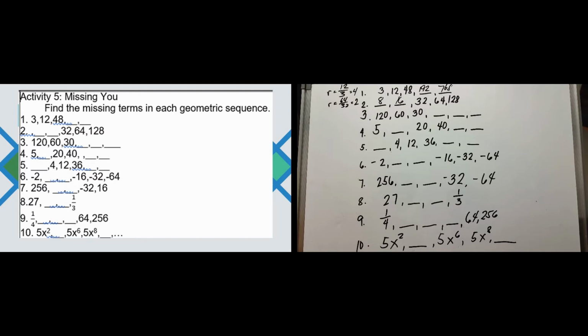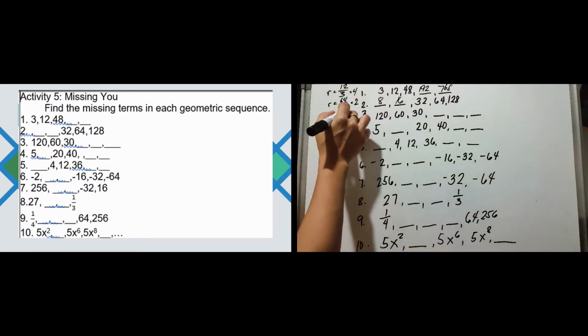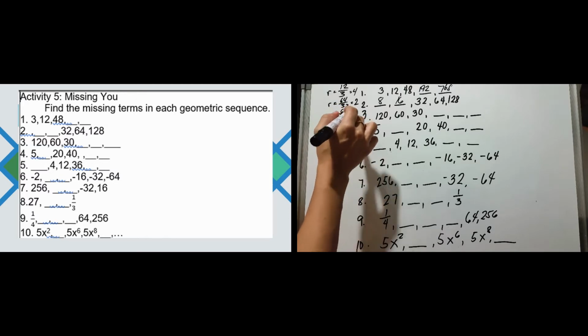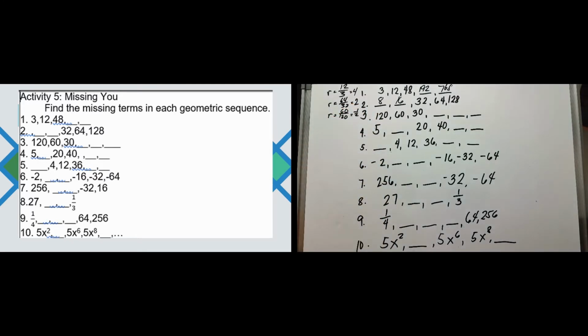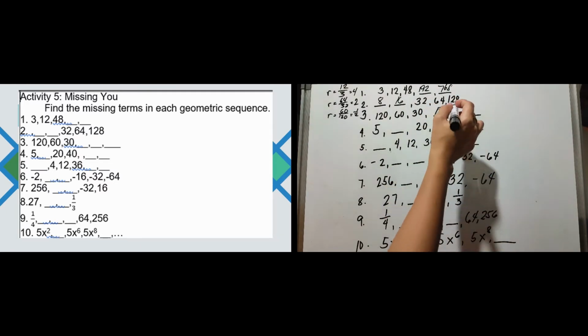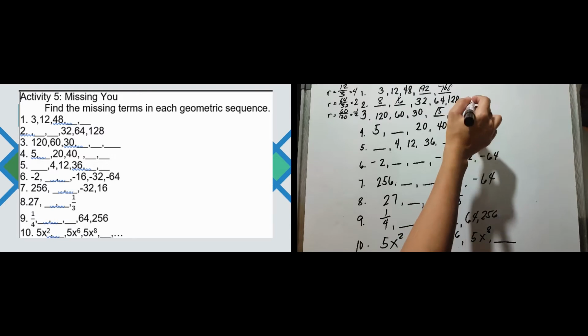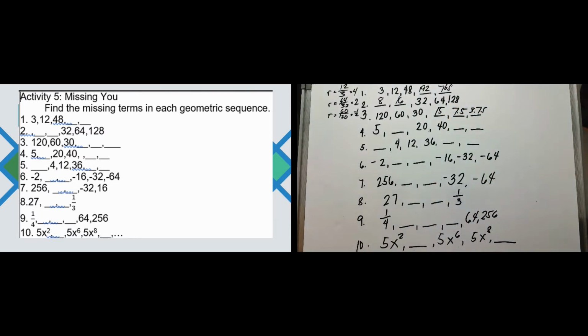Number 3, we have 120, 60, 30. So we're going to use 60 and 120. 60 divided by 120 is equal to 1/2. So our common ratio is 1/2. So 30 divided by 2, we have 15. Divided by 2, we have 7.5. Divided by 2, we have 3.75. Okay? So let's have number 4.